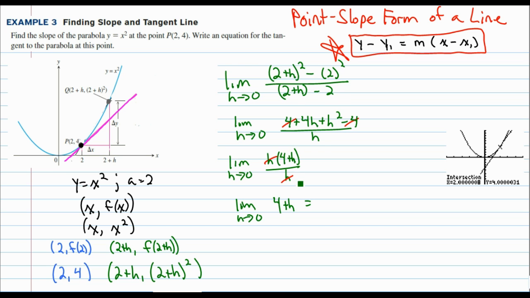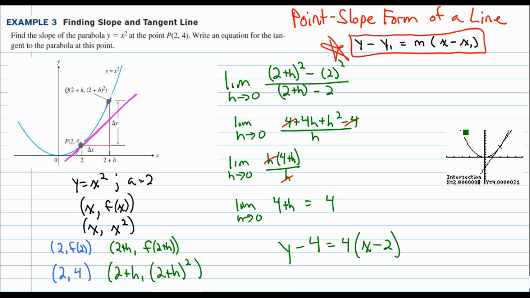Expand out, simplify. Finally, I get to a point where I can plug 0 in for h without getting 0 over 0, and I get a slope of 4, which you saw in my demonstration. So now I have a point and a slope, so I can put that information into point-slope form. So I have y minus my y-coordinate of 4, at that point I'm trying to find the tangent line, and then I have my slope times x minus the x-coordinate, 2. There is the equation of my tangent to the parabola.